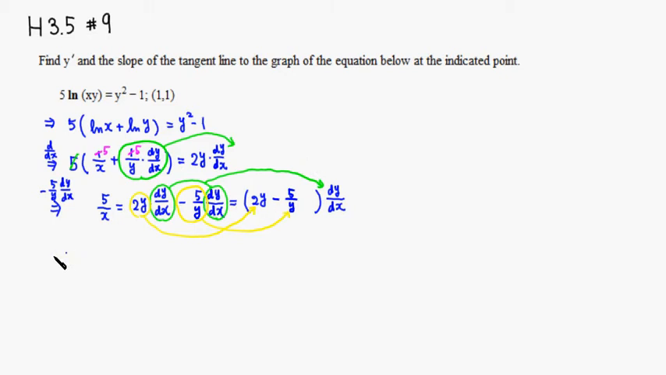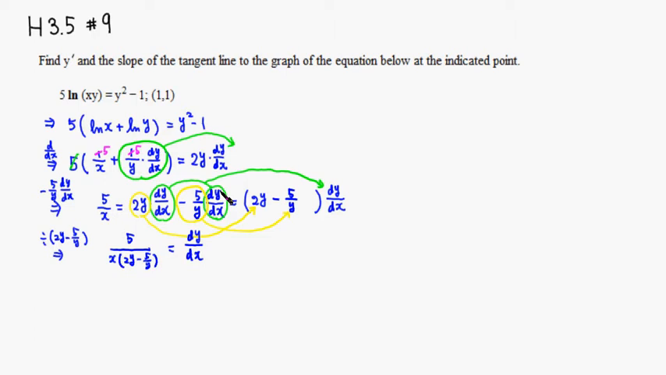Then we want to isolate dy over dx, so we just have to divide through by the quantity 2y minus 5 over y. So this is going to be 5 on top, and we have to divide by this guy, so it's x times 2y minus 5 over y, equal to dy over dx. Alright, so we found that.